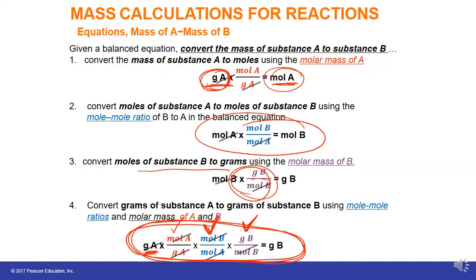So we've done the first three calculations previously. Now we're going to take a look at fully calculating the amount of substance that is either formed or required to have a reaction occur.